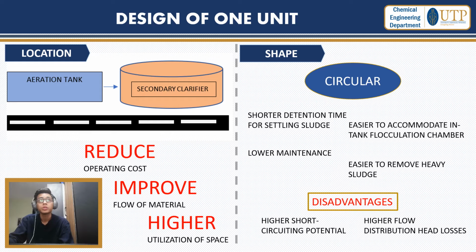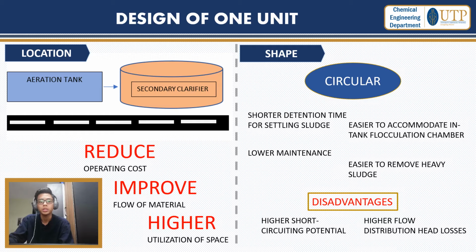So the first factor considered in designing a secondary clarifier is the location. The location of the secondary clarifier should be near the treatment facility and near the aeration tank or basin. The benefit of strategizing this equipment location is that it will reduce operating costs in transferring the wastewater. It will improve the flow of material, and lastly, it will have higher utilization of space and equipment. We move on to the next factor, which is the shape.